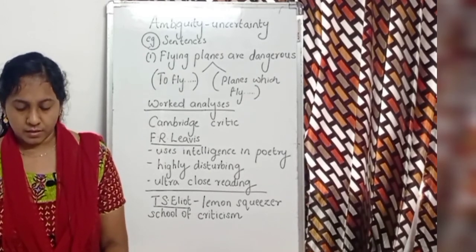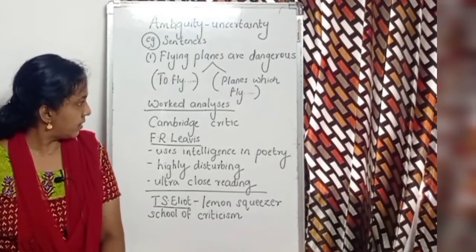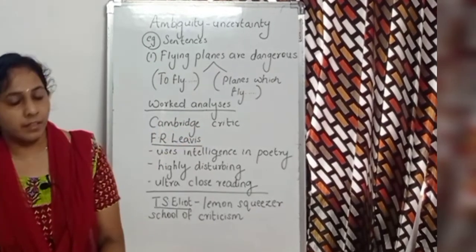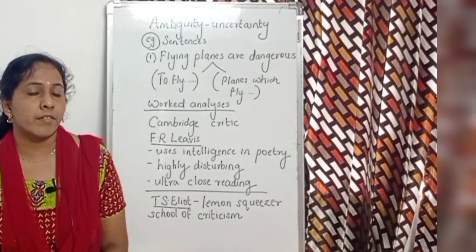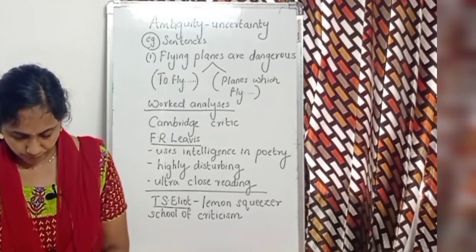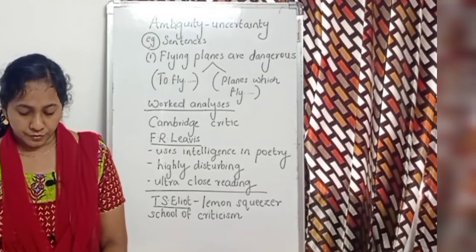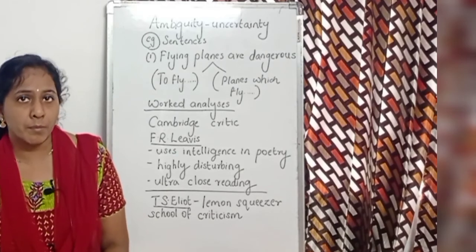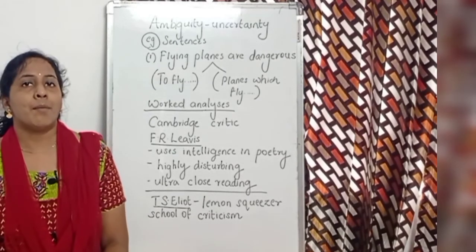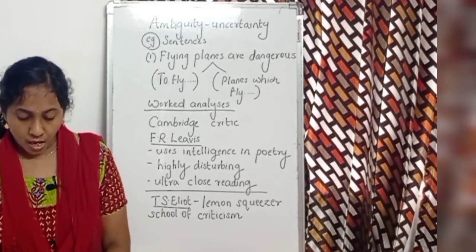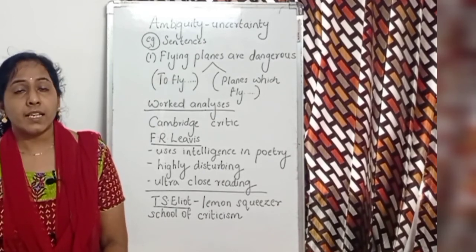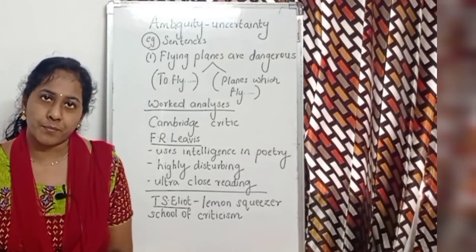Another Cambridge critic was F.R. Leavis, and let's see what F.R. Leavis's stand was regarding this subject. F.R. Leavis said in a review that it is a highly disturbing book. That is, Seven Types of Ambiguity by William Empson was a highly disturbing book because it uses intelligence on poetry.